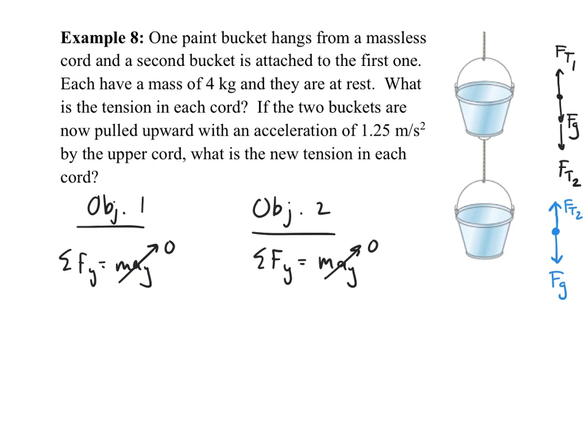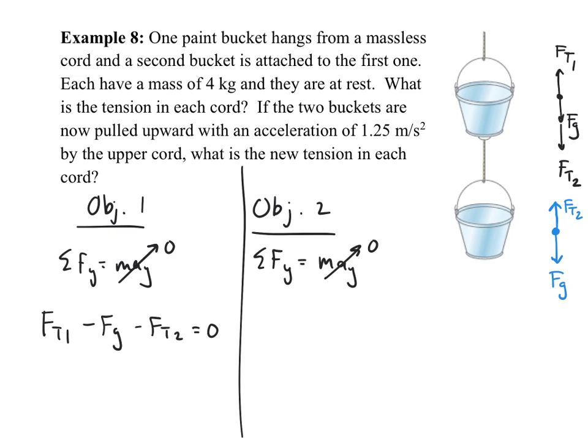So on the first object, I've got tension pulling up. We've got the weight pulling down. We've got the other tension pulling down. And that's going to equal 0. And that's the first object. Notice on the first diagram, we had 3 forces labeled, and in my equation, I have 3 forces listed.